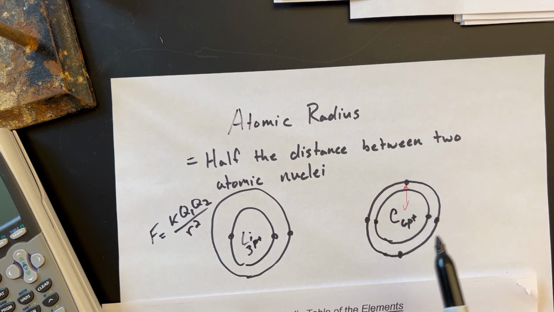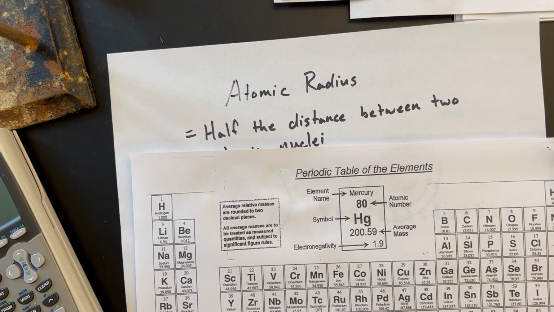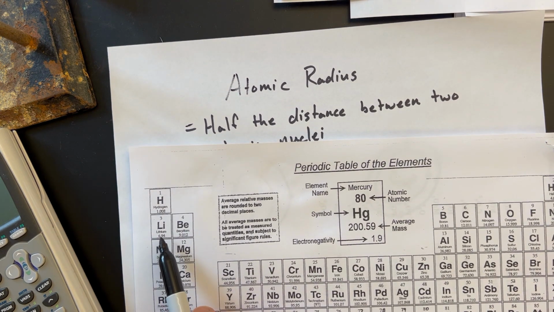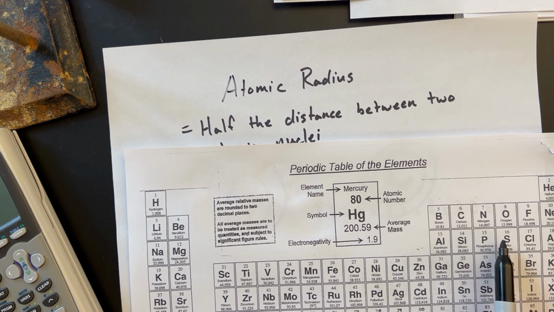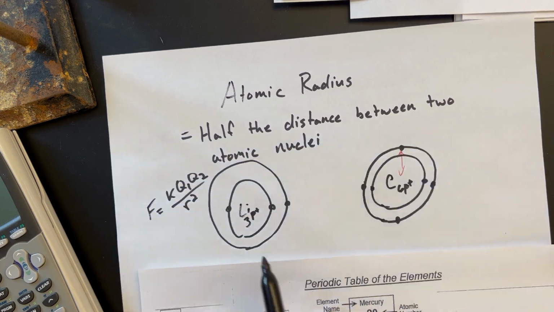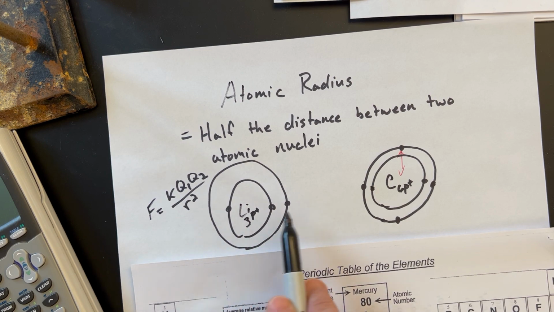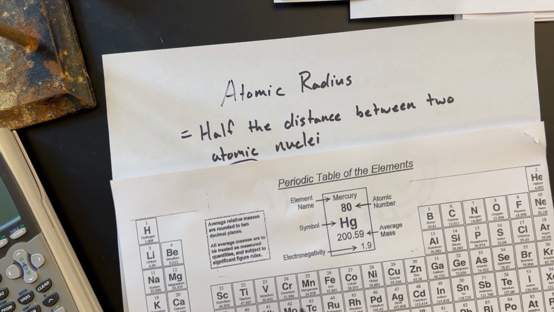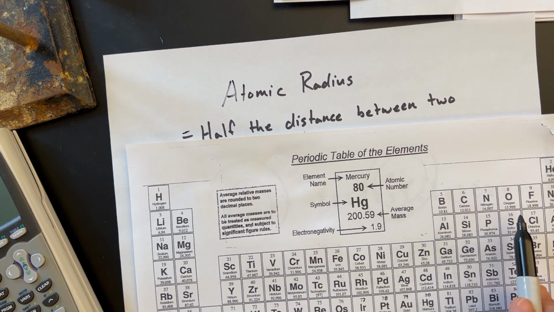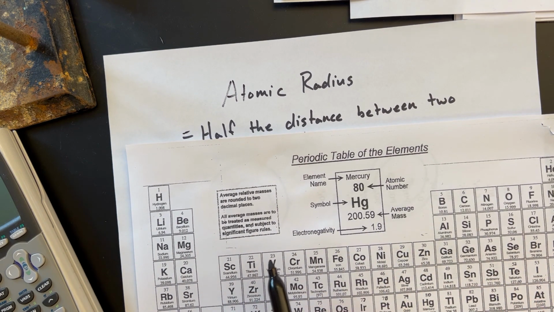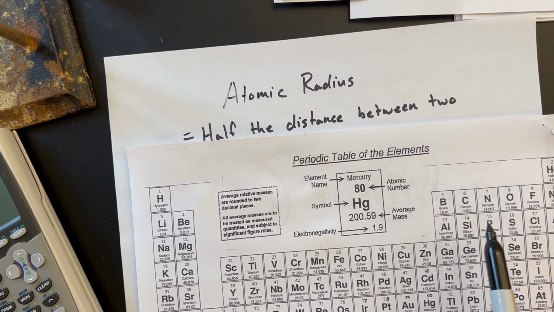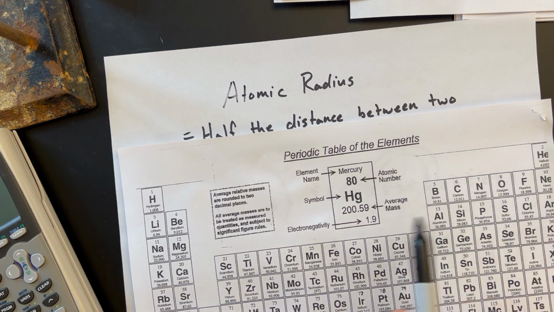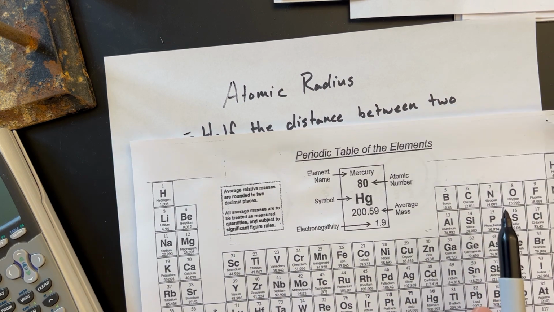And so we would see that pattern as we move from left to right across the periodic table. Within a period, we have the same number of electron shells, but we have an increase in nuclear charge. And therefore, as we move from left to right across the periodic table, the atomic radius will get smaller. That's a trend: within a period, the atomic radius gets smaller.